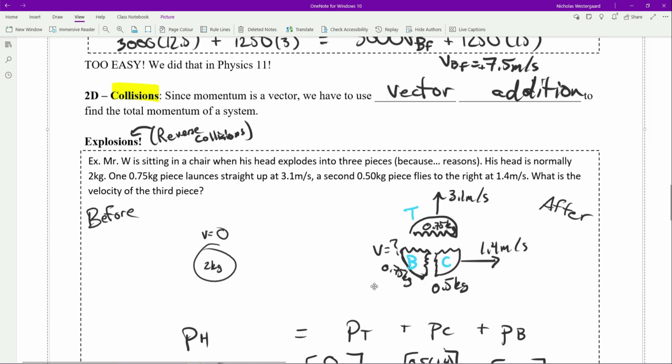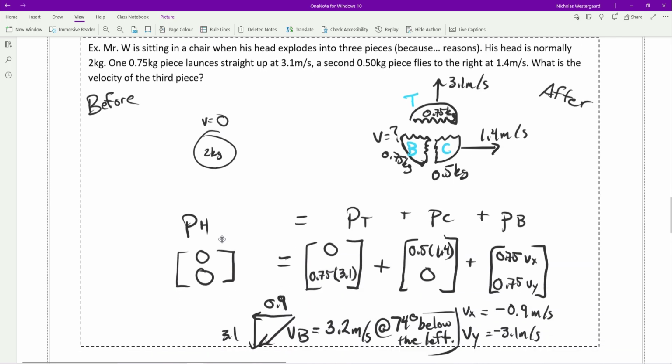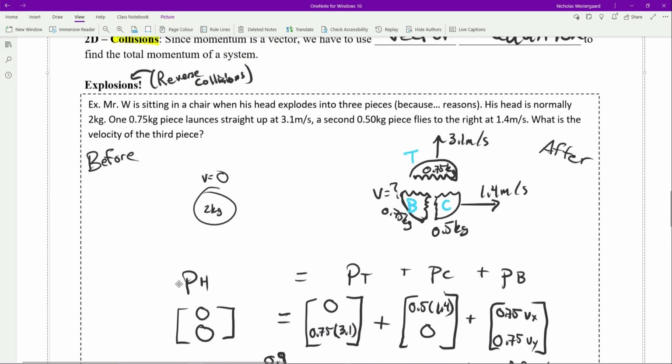And I know that the momentum of this system after the explosion should look like the momentum of the system before the explosion. So here's my head before the explosion. Now, I'm sitting in a chair. How fast am I going? I'm not. So my momentum would be my 2 kilograms multiplied by 0, so 0 x component, 0 y component. That's my initial momentum.